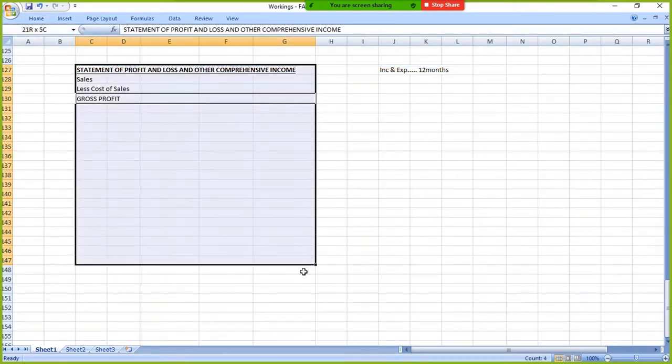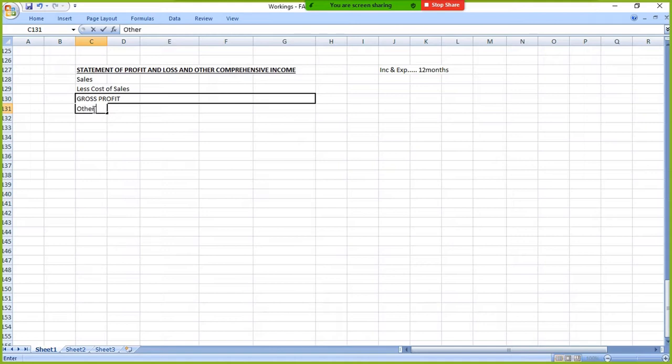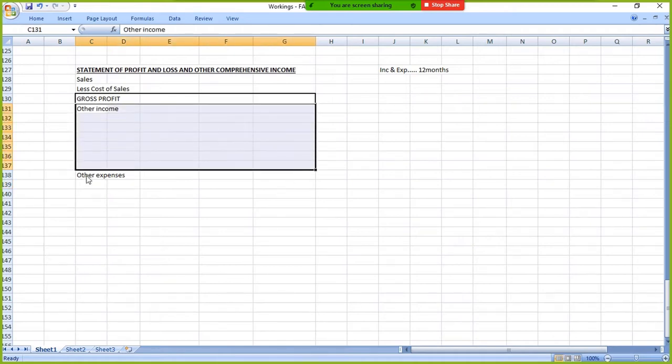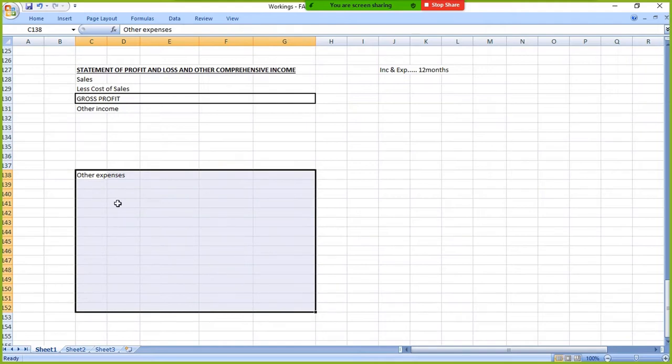when I look at format, obviously you want to create a little guide for yourself: other income, and then other expenses. Then you can have subtotals as well, like operating profit and so on. So I'm going to keep it simple. I'm just going to group all the income as one and all the expenses as one. Remember, you can split it.